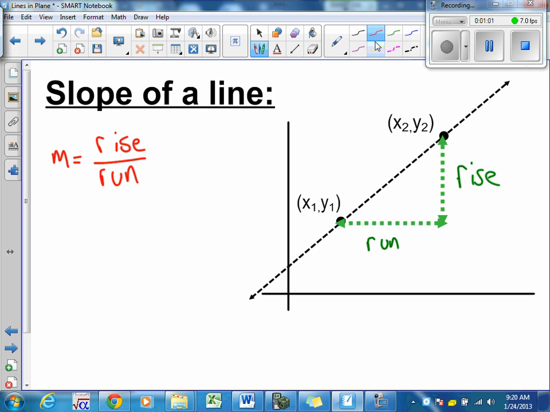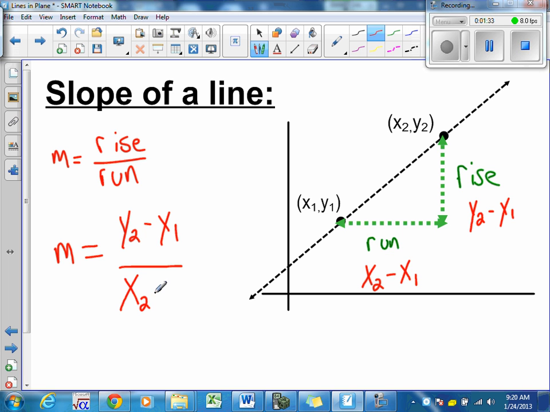Now, if we look at this, our rise is just the difference in our y's, y2 minus y1. Looks similar to the distance formula. Our run is the difference in the x's, x2 minus x1. So my slope, my rise over run, is the difference of my y's, y2 minus y1, divided by the difference of my x's. You've seen this formula before.